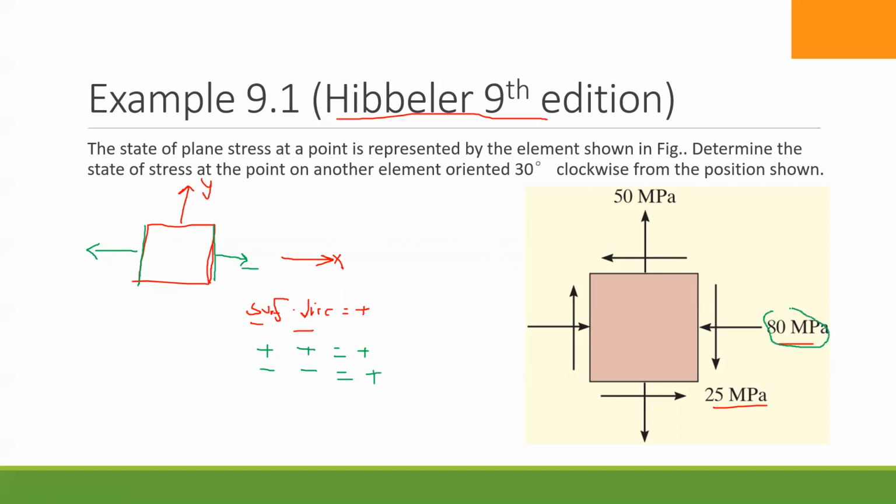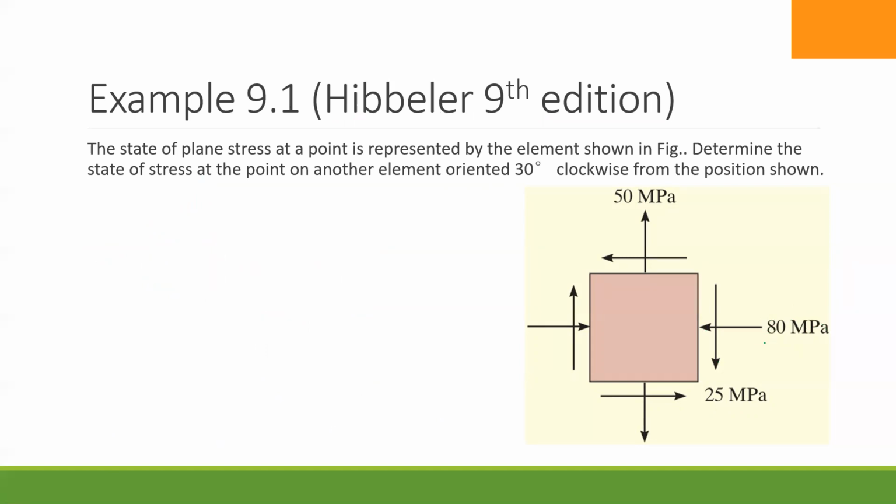Let's start with the normal stress. We can see our normal stress value is 80, but the direction is like this. The direction is negative because it's the negative x direction, while the surface is the positive x surface. So the sigma x value is negative 80, like this.